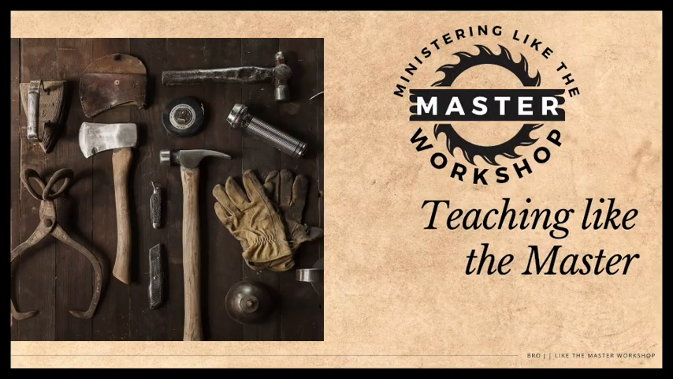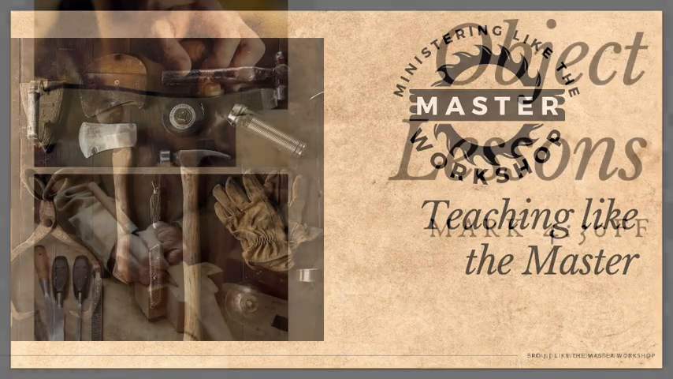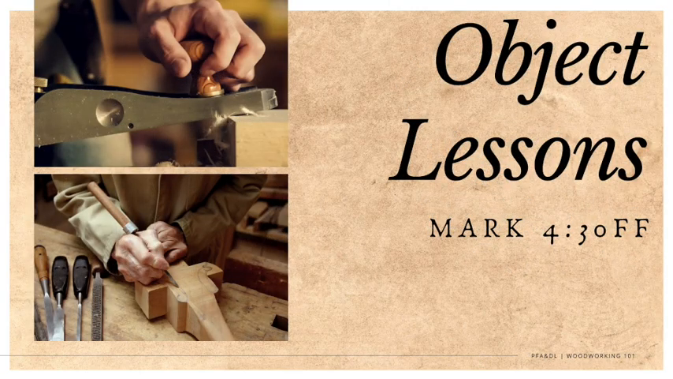Today we are in the second part of our Teaching Like the Master series, and today we're going to look at object lessons. Object lessons are the most tactile form of teaching. We often think about them in terms of a children's sermon or something like that, but really object lessons can connect with learners of all ages. It gives us something to hold on to, a mental image to come back to.